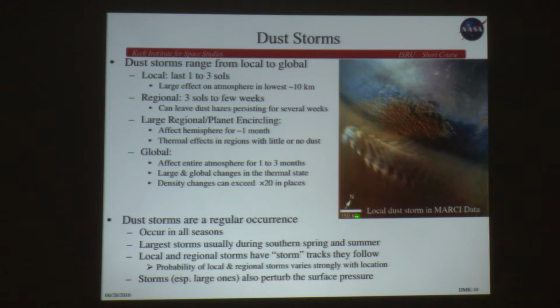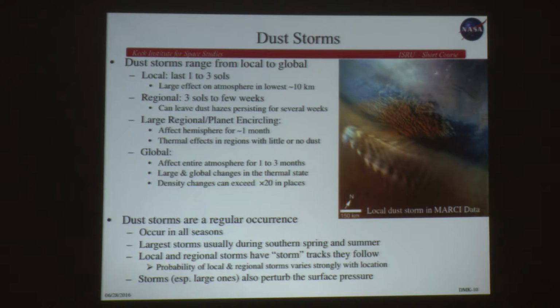This image here is a local dust storm from MARCI data. Here you can see the dust storm very nicely. This is, I believe, along the northern polar seasonal cap up here. That's why it's whitish on this side. This is a water ice cloud. We often see water ice clouds near and above the dust because the dust is a condensation nucleus for the water ice. Dust storms range on all scales.